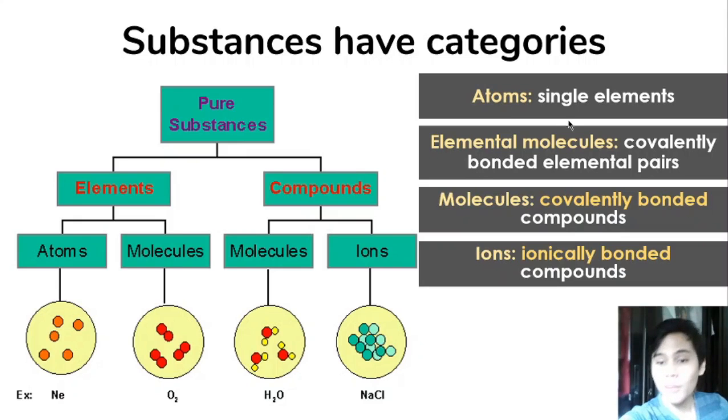And your elemental molecules are your covalently bonded elemental pairs, like oxygen gas or hydrogen gas. Your molecules are your covalently bonded compounds. So water is a molecule. When we say molecule, you should know already that it's covalently bonded. And your ions are, of course, your ionically bonded compounds, like sodium chloride.